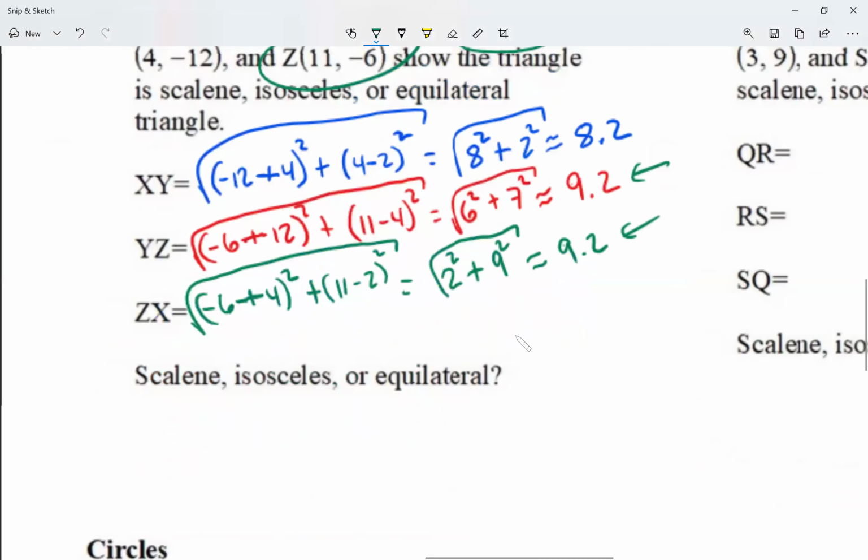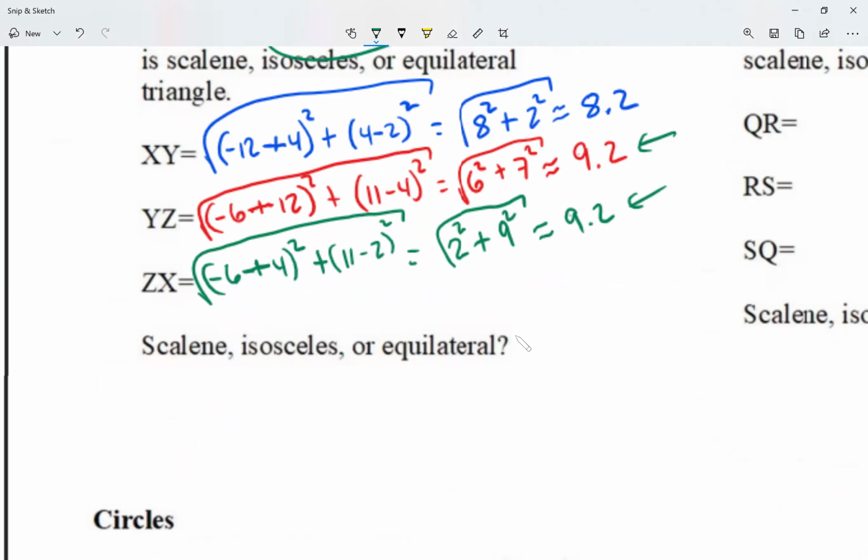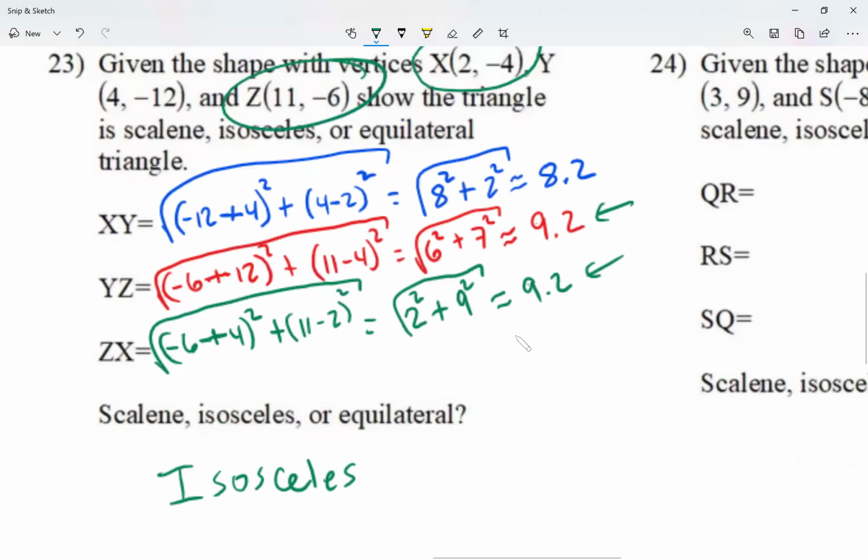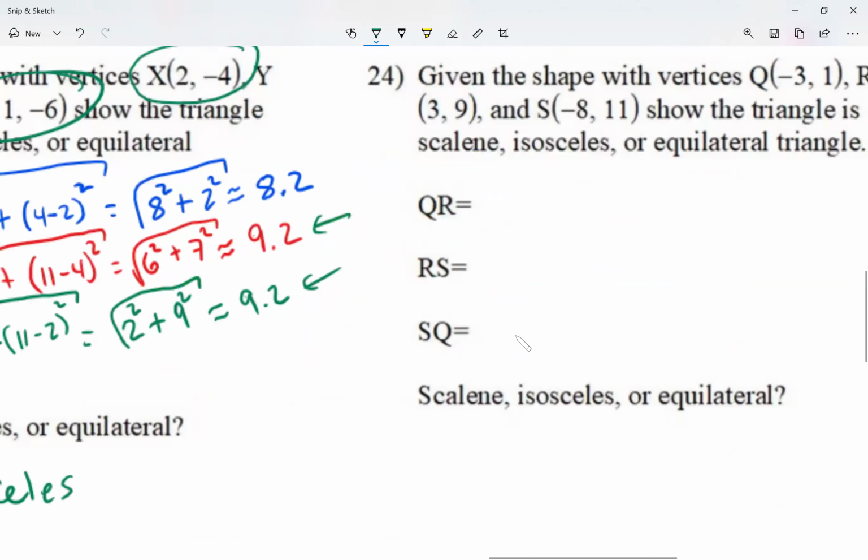So now here at the bottom, scalene, isosceles, or equilateral. Two sides are equal. So in this case, I'm going to write isosceles. That's it. Right? I could have given you the three sides, 8.2, 9.2, 9.2, and then you said it's isosceles, but that's a sixth grade level. Here we're proving, we're showing. So we have to figure the three sides, and then we choose which triangle it is. Cool. Let's take a look at number 24.